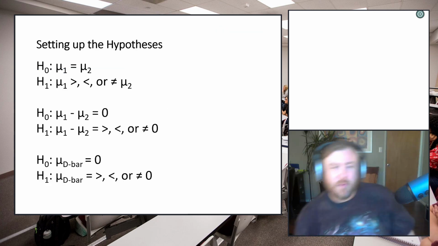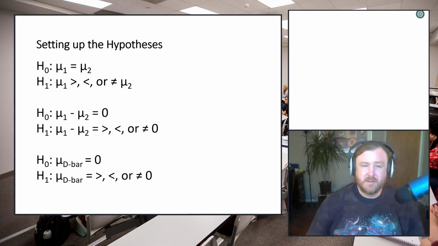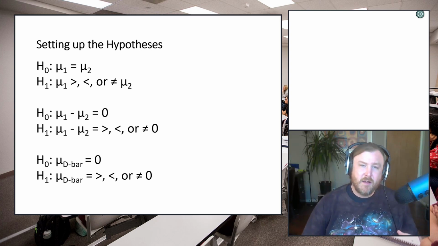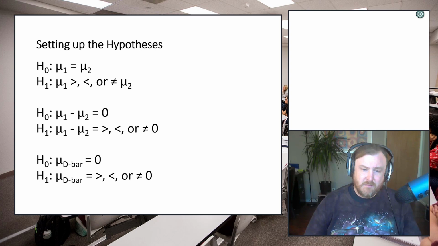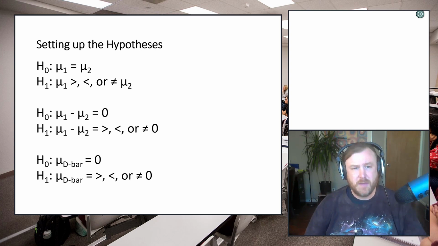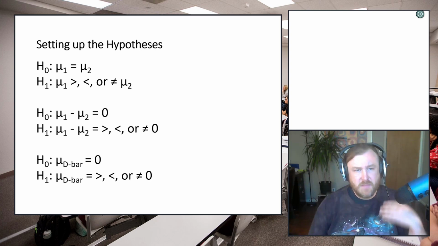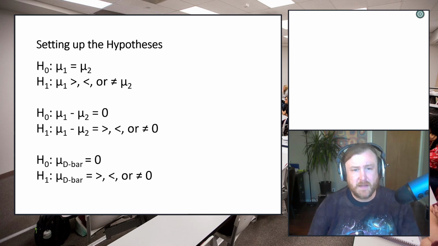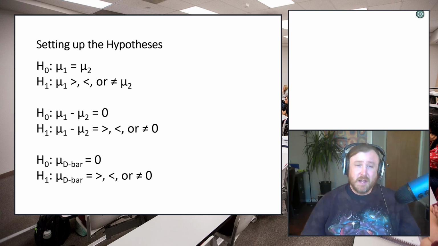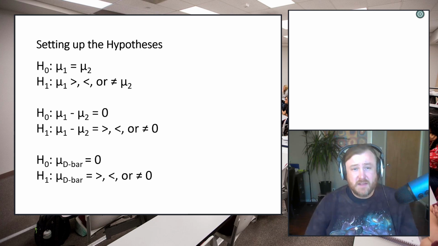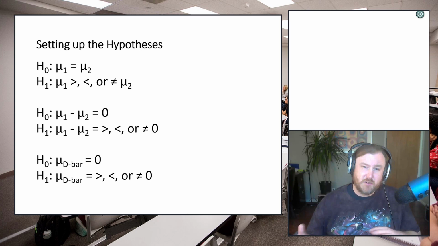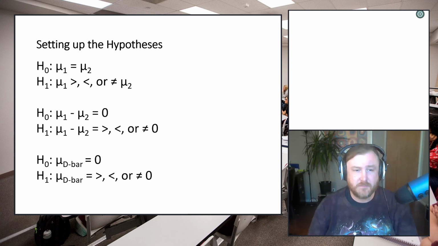So, let's look at how we've set up hypotheses in the past. Traditionally, we're comparing a mean or a population mean to a sample mean. And we say that the mean of the sample is going to be equal to the population mean. And then for the alternative, we say that it's either going to be greater, less than, or not equal to, based on whether it's a directional or non-directional test.